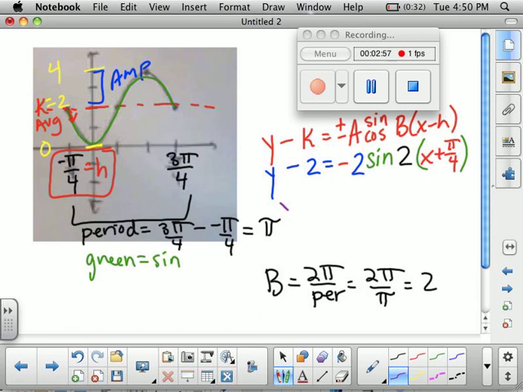Now, moving forward, when we write the cosine curve, the only thing that will change is we replace the word sine with cosine. The starting position may vary, and the sign out front may change, but everything else stays the same.